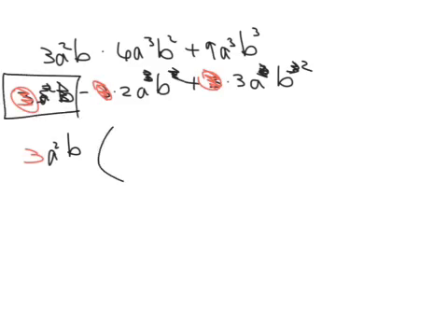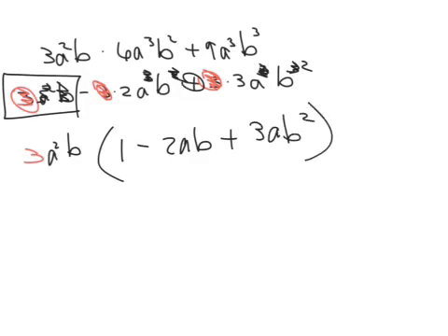Notice I took everything out of there, but whenever you take everything out, it doesn't all go away. You always have to have a 1. So we'll put a 1 there. And then that plus, and that's what I should have left. 1 minus 2ab plus 3ab squared, and I factored out 3a squared b.